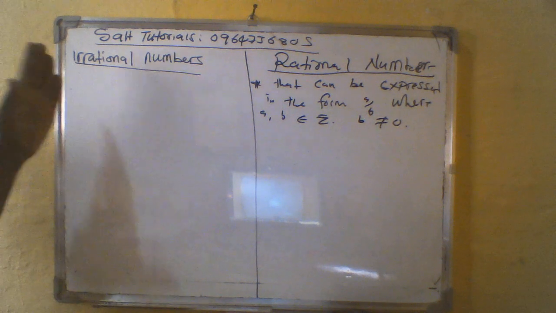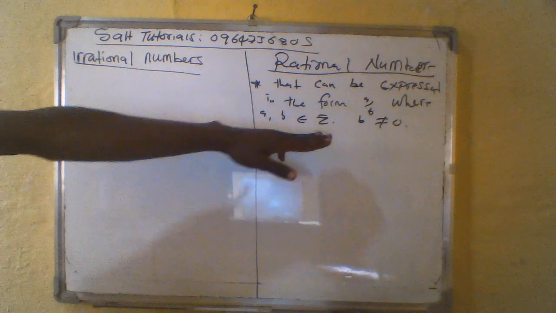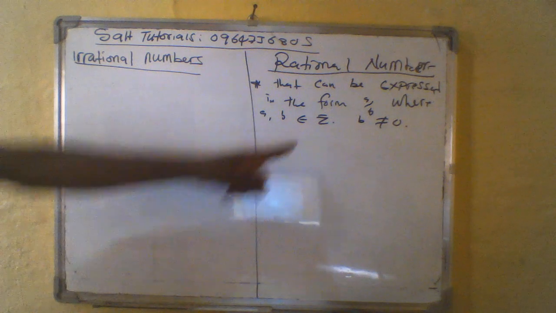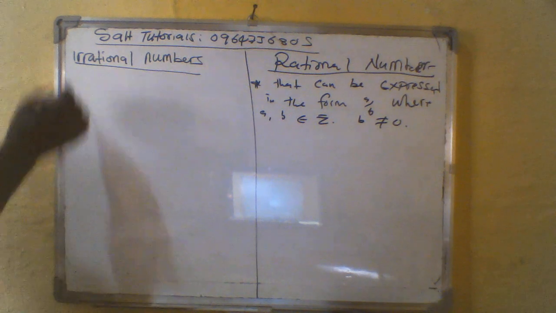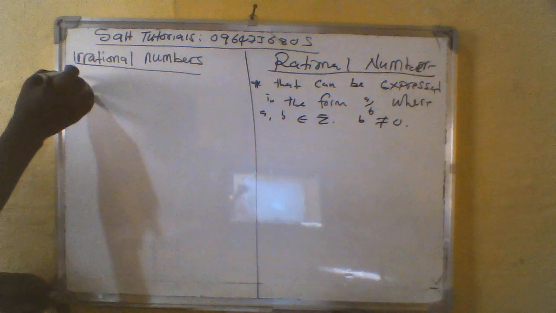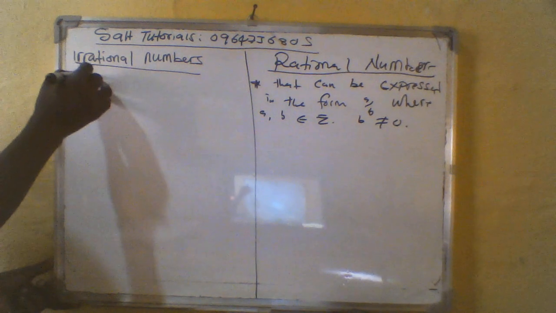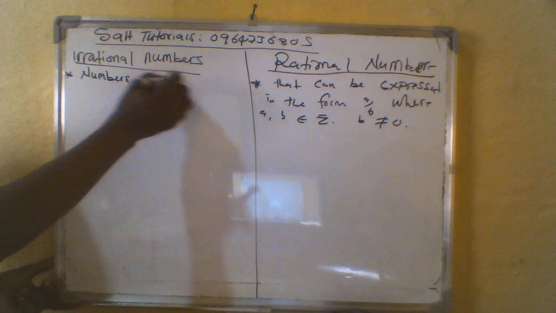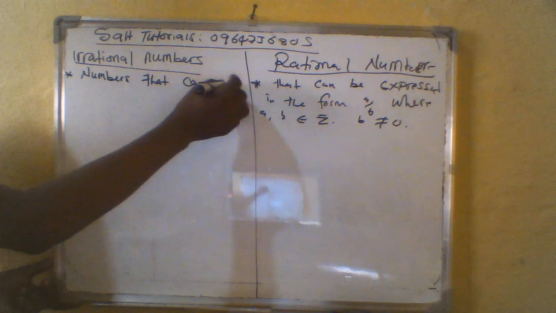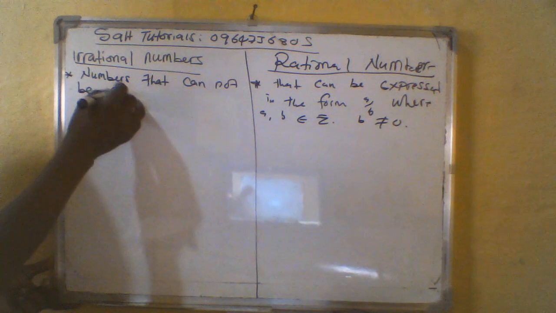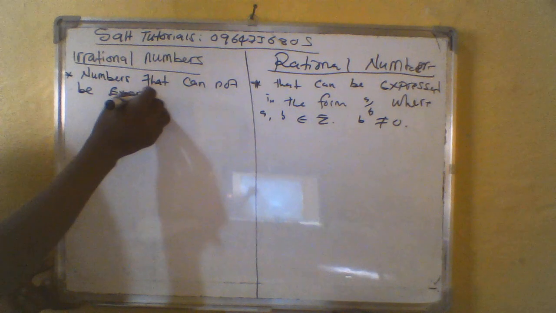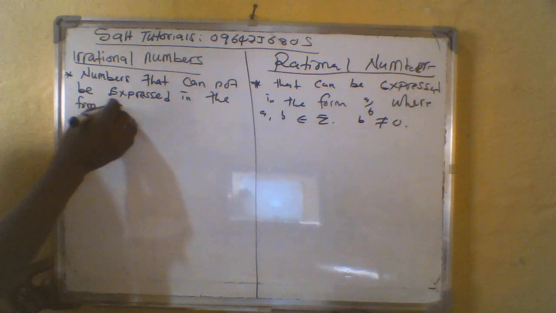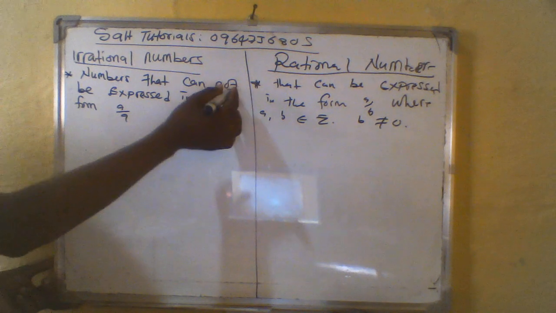So something which is irrational is basically the opposite of what we mentioned on rational numbers. So what are irrational numbers? It's the opposite definition. So the irrational numbers, we are simply saying numbers that cannot be expressed in the form A over B.